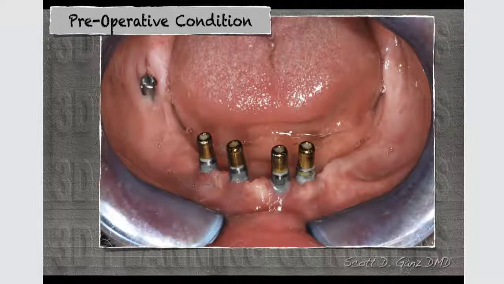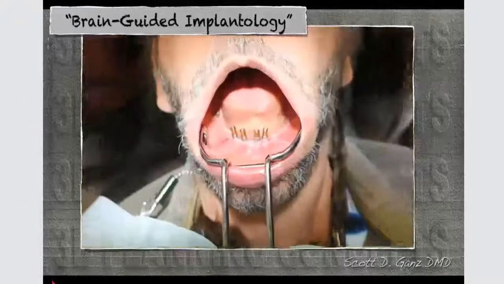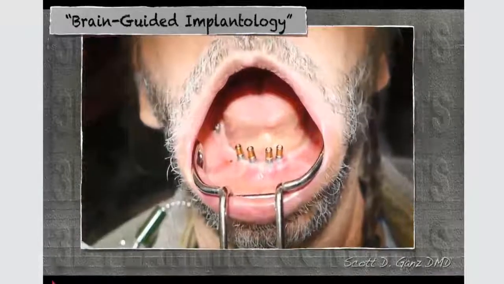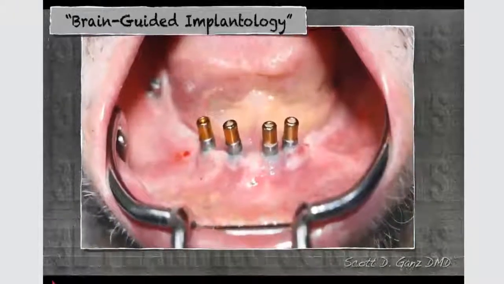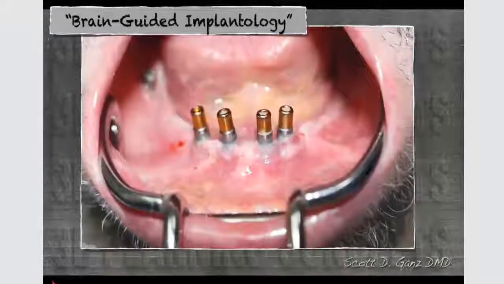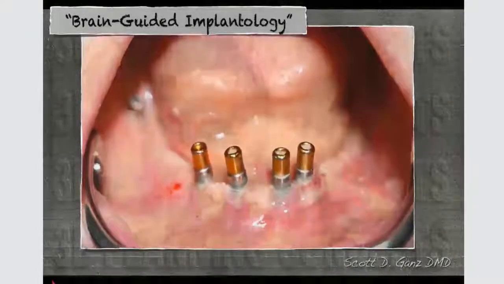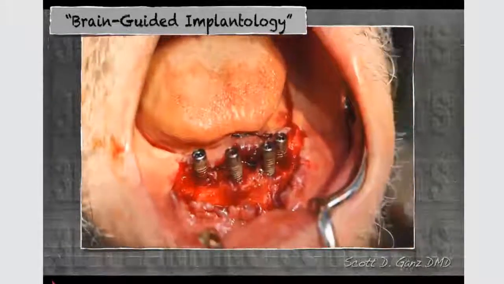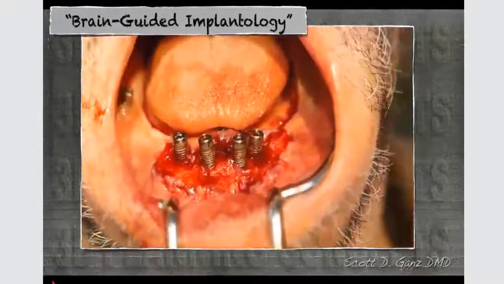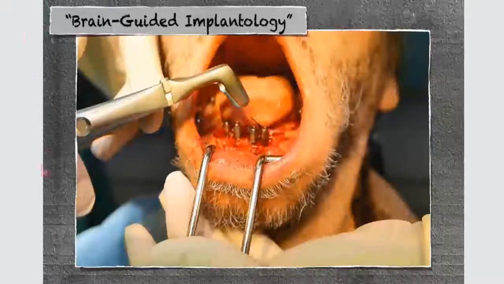So here again is the preoperative condition of these failing implants, and we're going to determine how we're going to remove them. Now, because these implants were almost not in bone at all, it wasn't a difficult task to try to remove them. The gold pieces that you see on top are locator attachments. The locator attachments are almost as long as the implants. So here we are, we've removed the locator attachments, and we're going to remove each one of these implants.